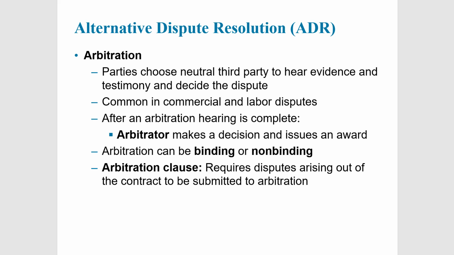Arbitration can either be binding or non-binding. Binding arbitration means that once that arbitrator makes a decision, I don't have the option to appeal to the traditional court system. So if I get a bad decision in arbitration, I'm probably just going to be stuck with it and I have no other avenues for appeal. If the arbitration is non-binding, then I can appeal out into the court system.